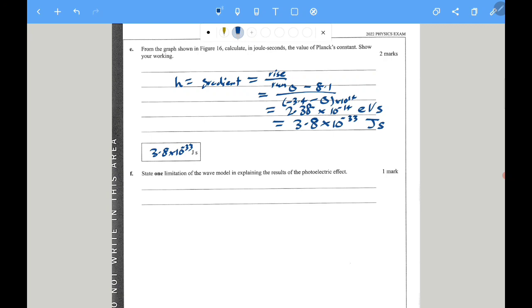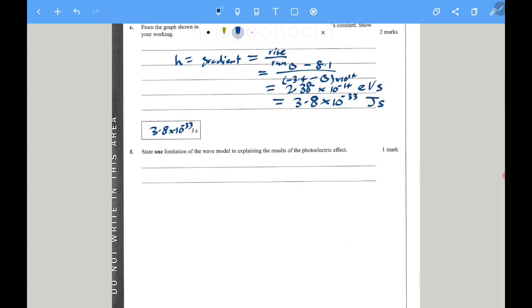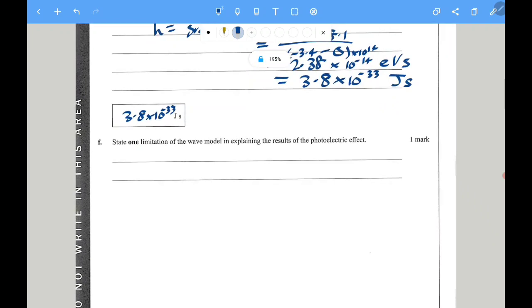State one limitation of the wave model in explaining the results of the photoelectric effect. Surprised there's only one question on this for 1 mark. I suppose there was a question for the double slit experiment like that, but no problem. So one limitation. While we can pick any, there's so many to choose from. We can say how the frequency of light actually affects the stopping voltage, right? We can say how the intensity of light affects the amount of current. And it's not the frequency of light that affects the current. Or we can also talk about the time delay between firing a light beam and emitting electrons, right?